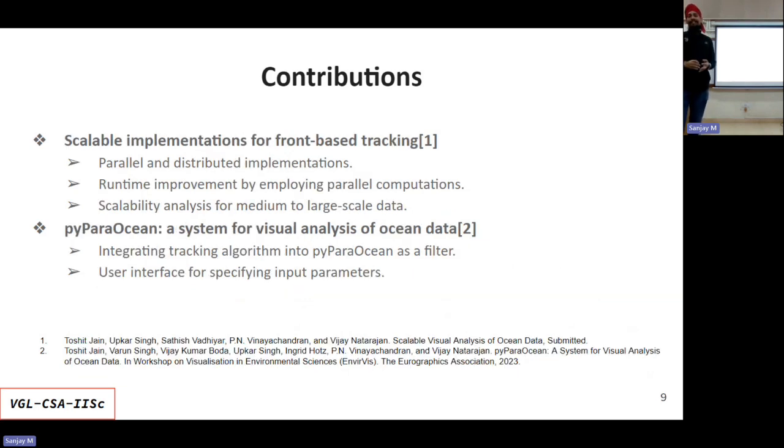Another one we did was a scalability analysis of our methods. And like I said, this is more or less to show how parallel our methods are and how scalable they can go to a larger data set. And then we present our fast, parallel implementation of our method as a simple filter for use by domain scientists with a user interface.